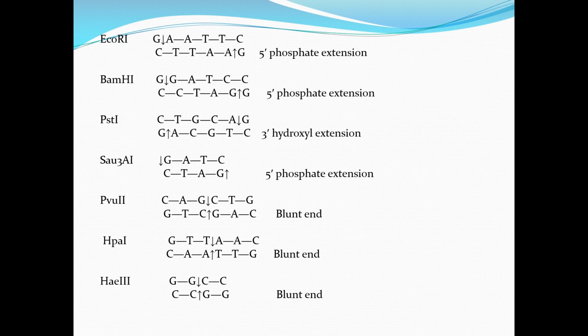Likewise, these enzymes cut the DNA in different ways. Some produce staggered ends, others produce blunt ends. With staggered ends, one strand will be protruding, whereas with blunt ends we don't have any protruding ends. Blunt ends are very difficult to ligate.